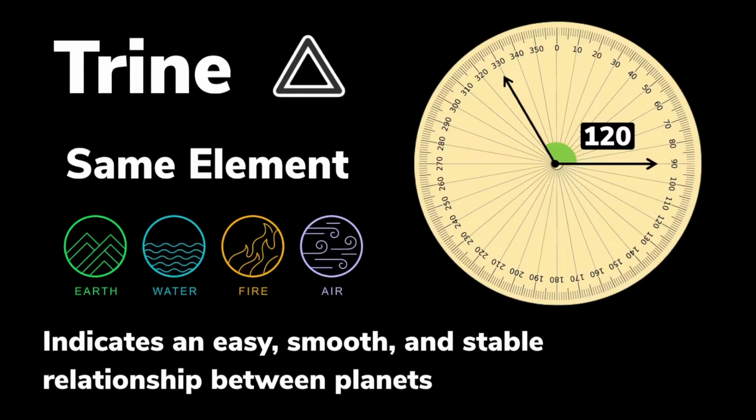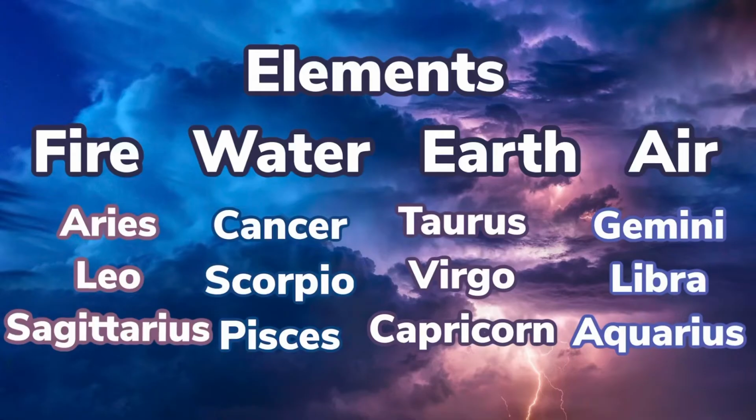Trine is known to be the most favorable aspect that you could have. The reason why trine works is that it means 2 planets are in signs that are in the same element. Trine is at 120 degrees, and because they're of the same element, the energies just get each other right away. When I say element, if you're not familiar, each zodiac sign falls underneath an element. So for water, you have Pisces, Scorpio, Cancer.